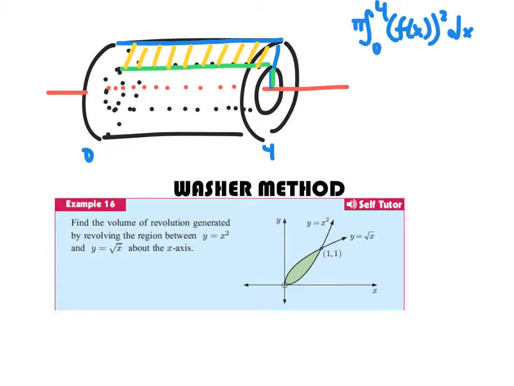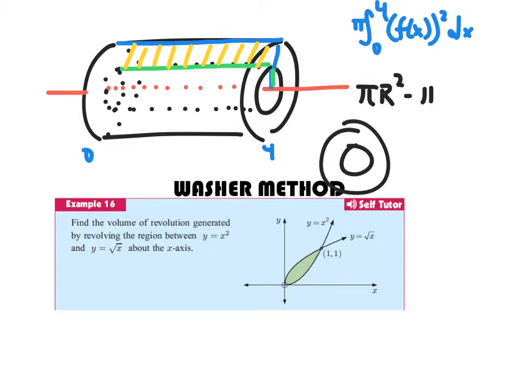Now the radius is no longer just f of x. Do you recall this for finding the area of the annulus? Pi big R squared minus pi little r squared. That's what we're going to do here. So let's say that green is g of x and blue is f of x.